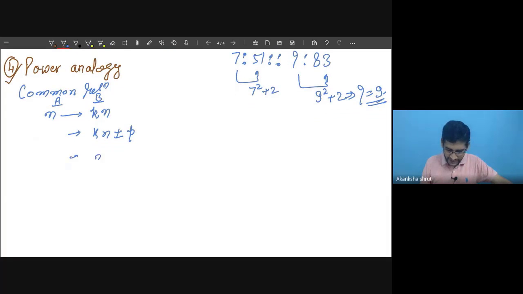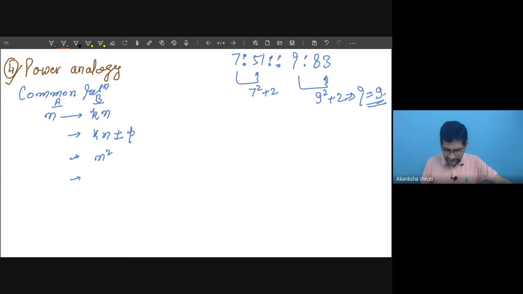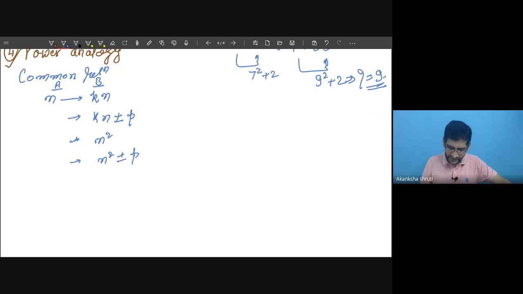It may be possible that n square. It may be possible that n square plus or minus the number p. It may be possible that it could be k multiplied by n square plus minus p. It may be possible that n square has to be divided by k. It may be possible that rather than n square, you first divide this n by a factor k, then square it. Okay. So among this, there could also be the adjustment. So these are the most common that you have to think for.